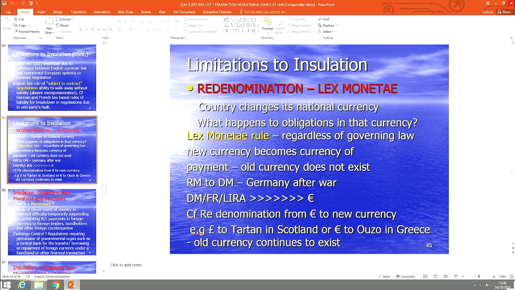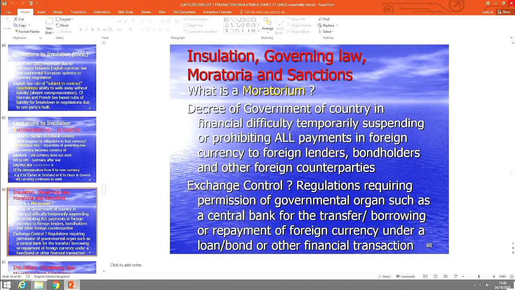Okay, we'll explore this at seminars in more detail, but now I'm going to get on to something else, which is part of the problem of trying to control all aspects of a transaction by a governing law. And the two things that interfere quite regularly in global markets are things called moratoria and sanctions.